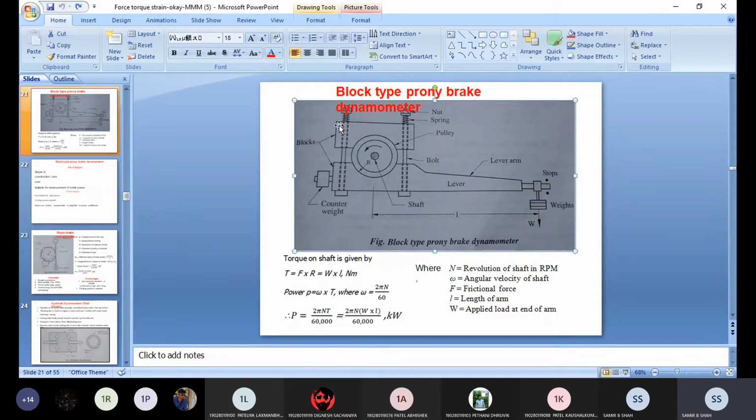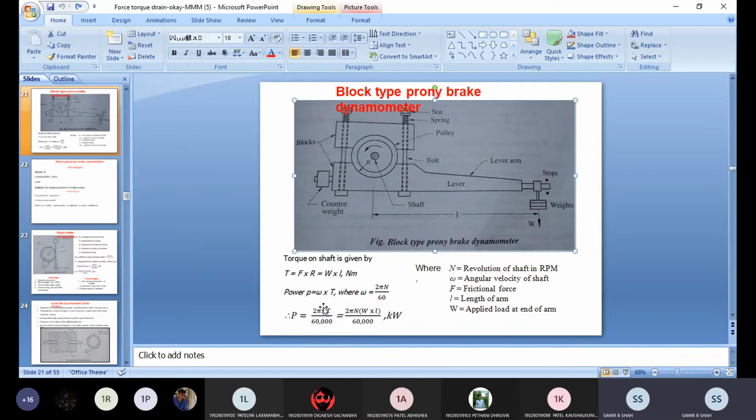Right now we are focusing on what we have to do with the system. We have to find the torque. We know the equation that torque is equal to force into radius. Here, in place of force, we use the weight which is attached at the end of the lever. In place of r, it is the distance from the center of the weight to the center of the shaft. Both are known, so we can find the torque very easily.